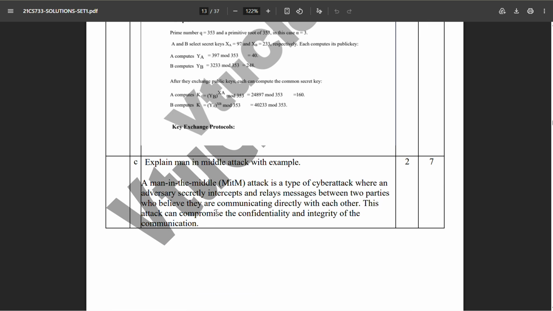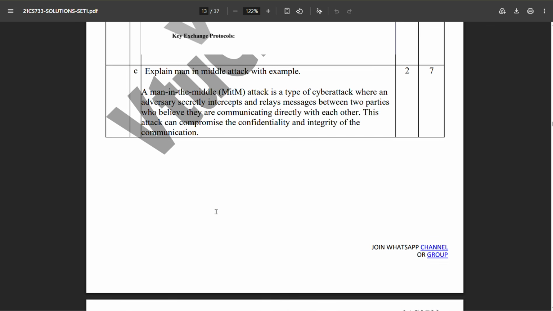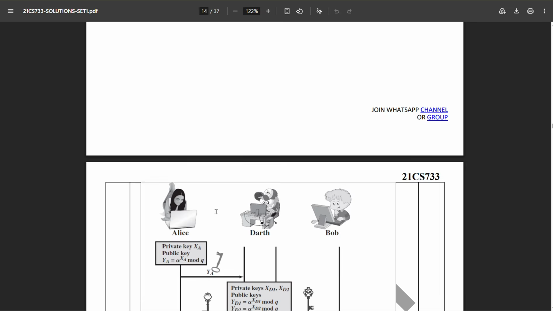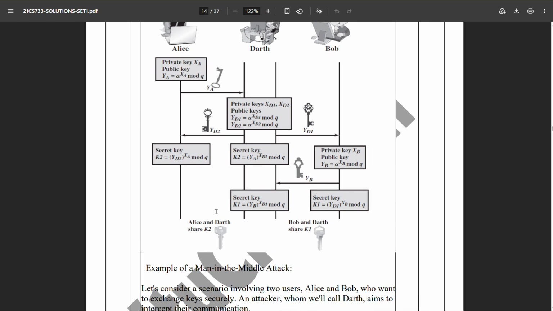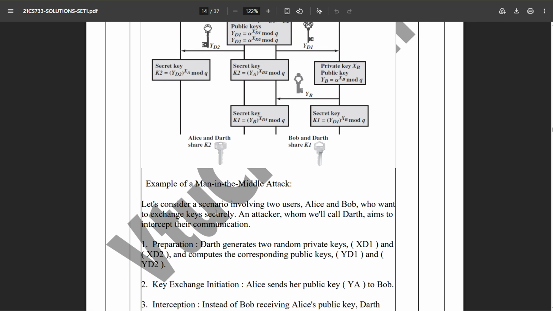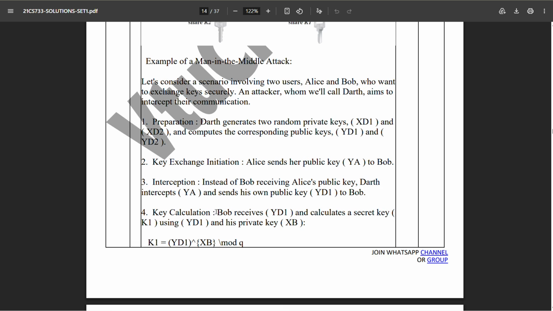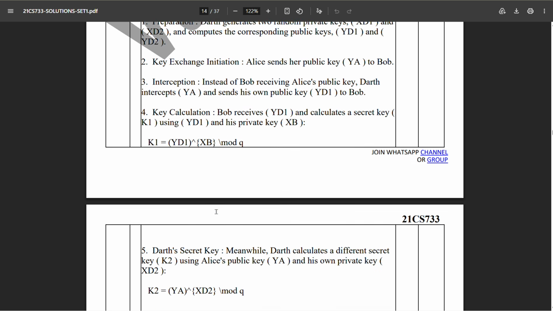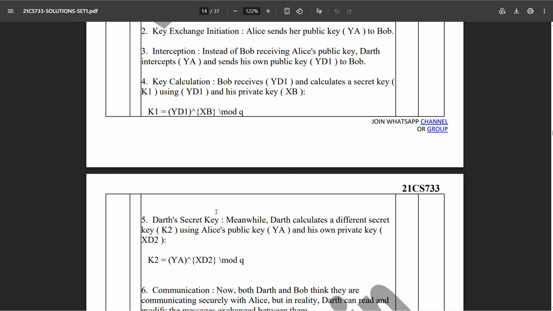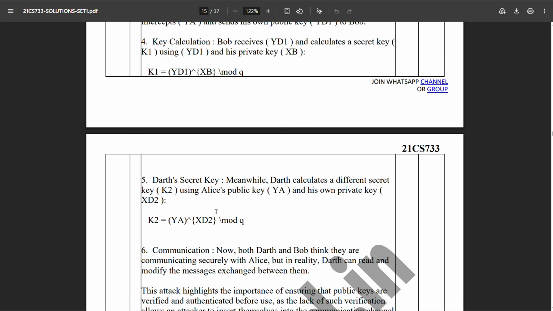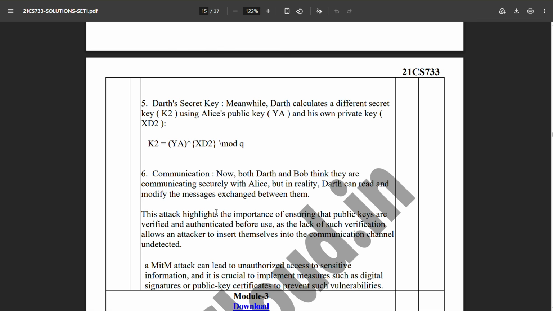Next, explain the man in the middle attack with example. This is the diagram for the man in the middle attack question. The steps included in this question are preparation and key exchange initiation, interception, key calculation, and some formulas are included in this. And the fifth step is the shared secret key. Sorry, one more step is there. Communication is the final step.